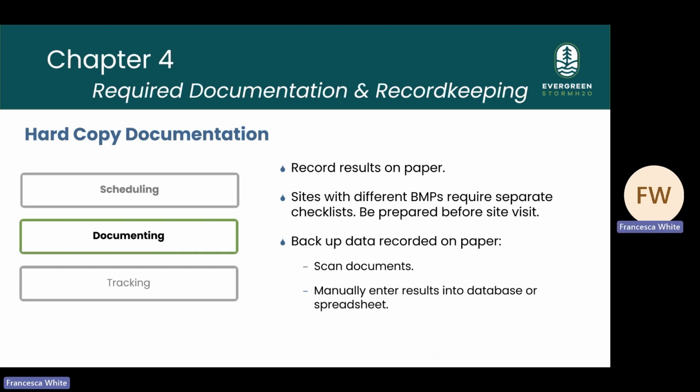Losing information is also a risk when using hard copy documentation. So 2 recommendations are manually entering the inspection and maintenance details into some type of database or an Excel spreadsheet as soon as you can after the inspection, and then also scanning and uploading those paper documents so that you have a backup.